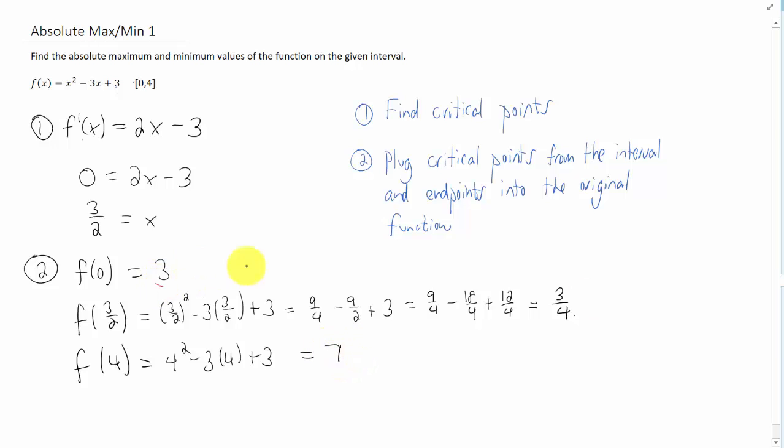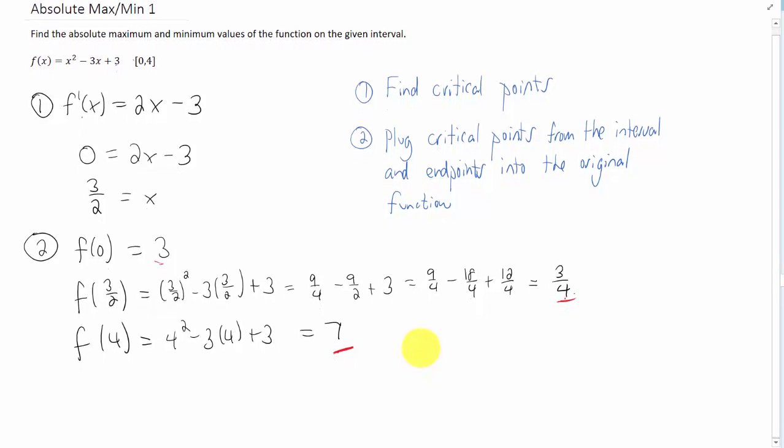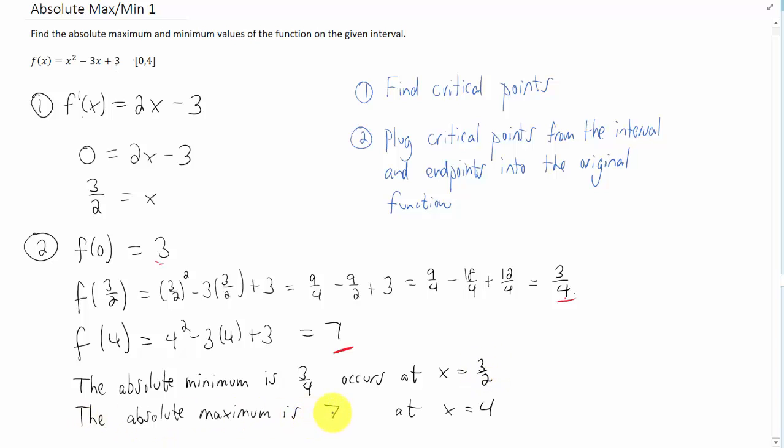So you'll notice that of these three y values that we found here, the smallest is 3/4 and the largest is 7. 3/4 is going to represent our absolute minimum, and 7 is going to represent our absolute maximum. So we can make a quick statement down here. The absolute minimum value is 3/4. And that value of 3/4 happens when x equals 3/2. And the absolute maximum value of the function on this interval that was given is 7, we found, and that happens at the endpoint when x equals 4.